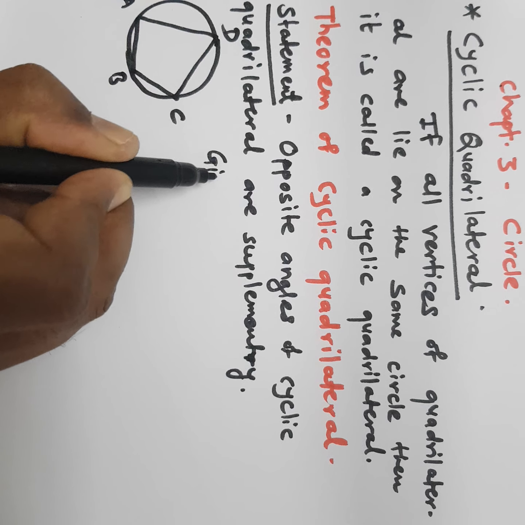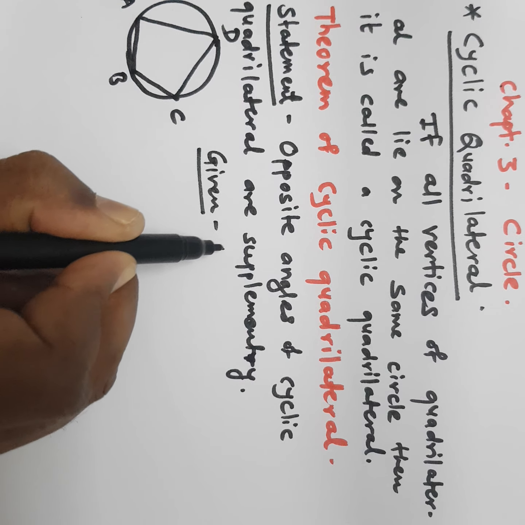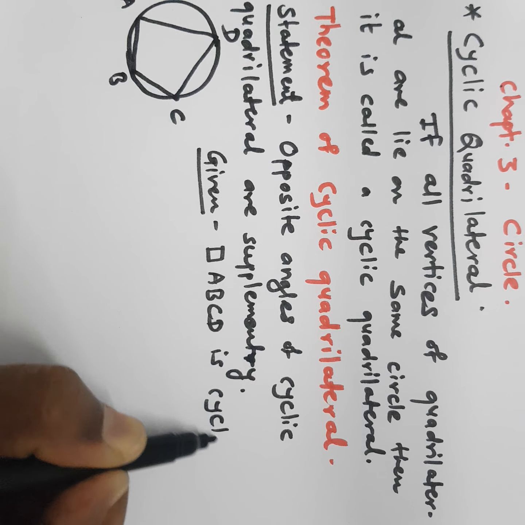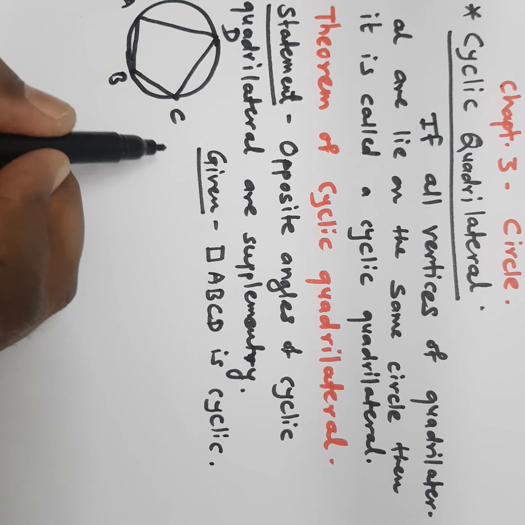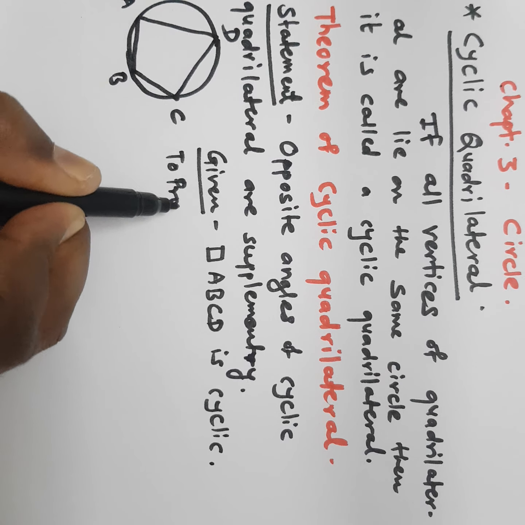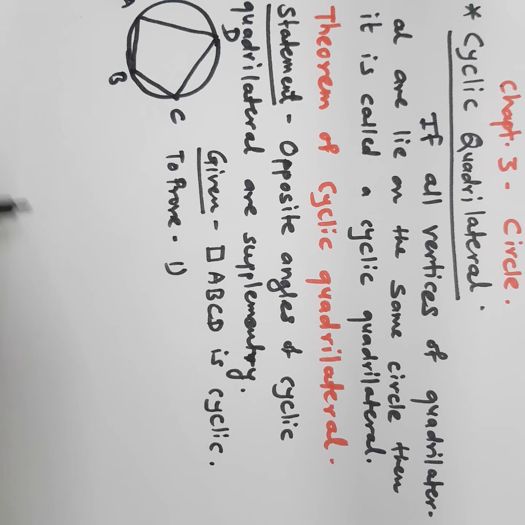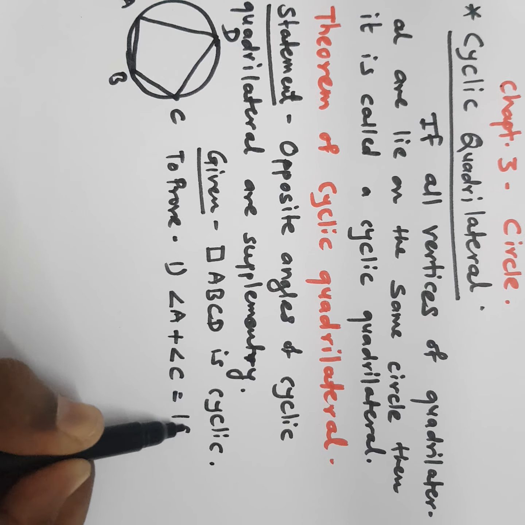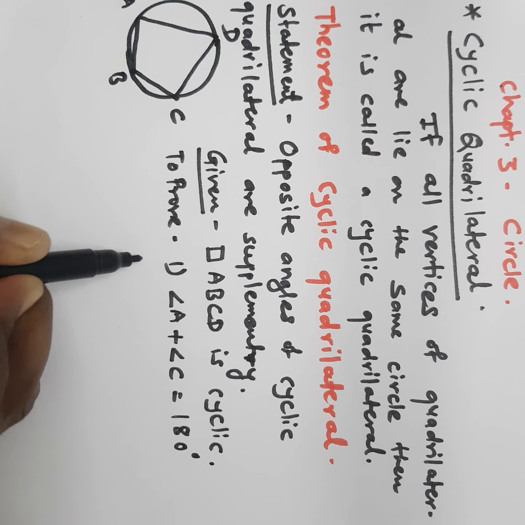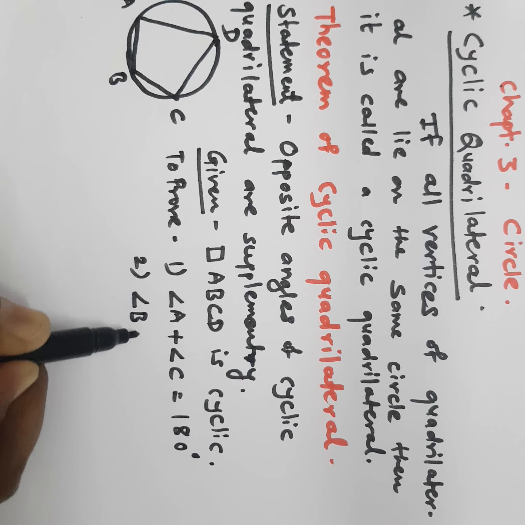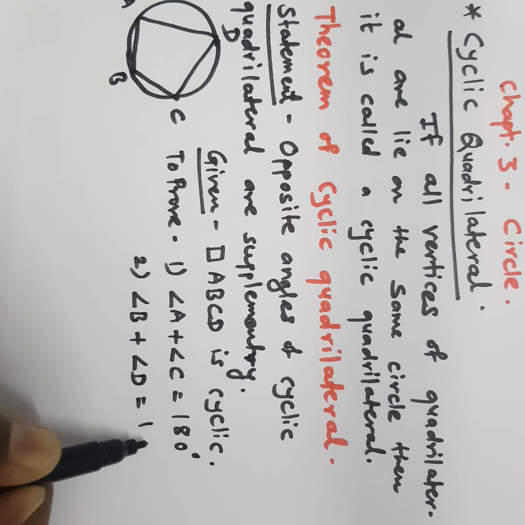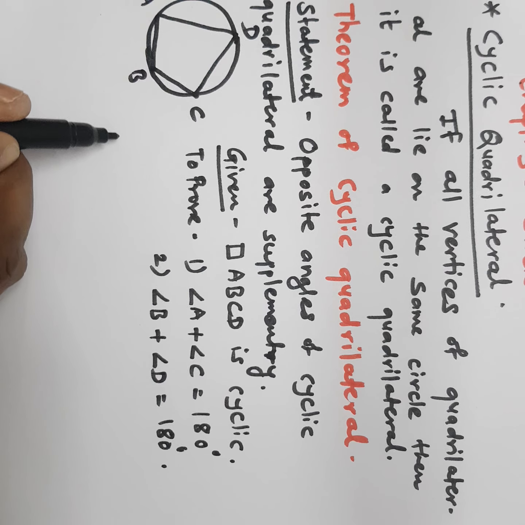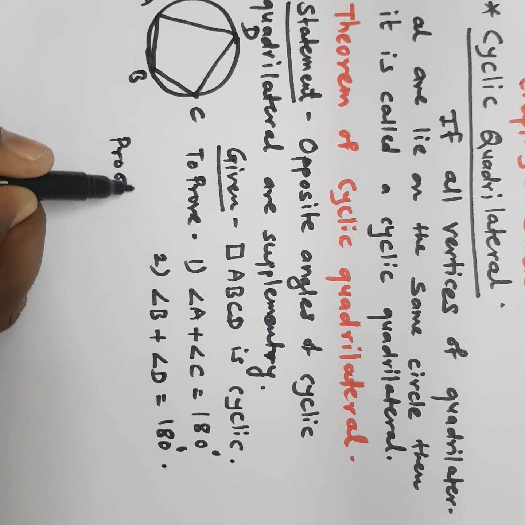Then we have to write what is given: quadrilateral ABCD is a cyclic quadrilateral. Then, to prove: first, angle A plus angle C is equal to 180 degrees, and second, angle B plus angle D is also equal to 180 degrees. Now we will see the proof.